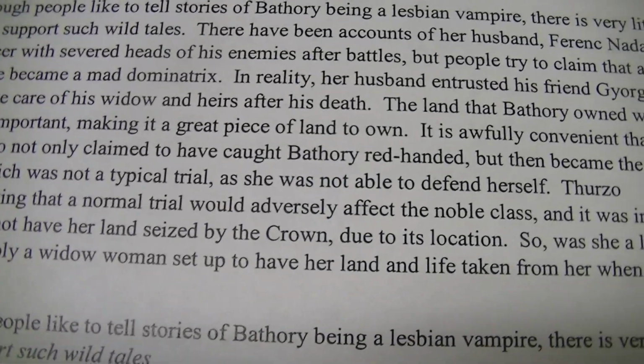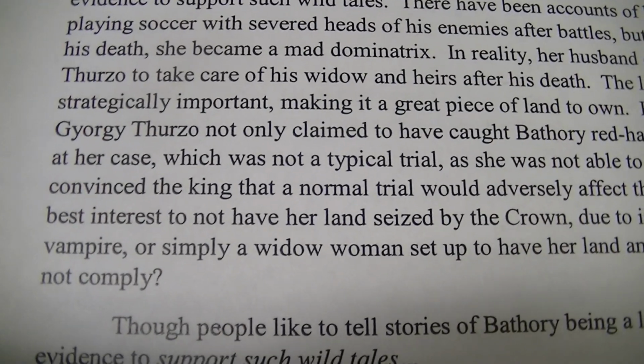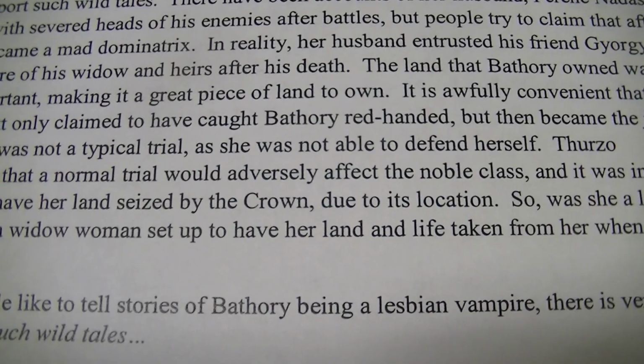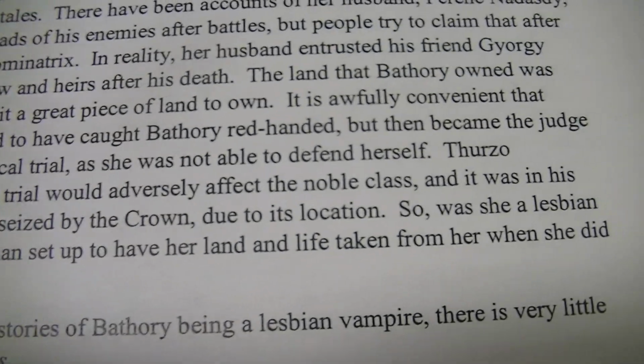The land that Bathory owned was strategically important, making it a great piece of land to own. It is awfully convenient that Thurzo not only claimed to have caught Bathory red-handed, but then he became the judge at her case, which was not a typical trial, as she was not able to defend herself. Thurzo convinced the king that a normal trial would adversely affect the noble classes, and it was in his best interest to not have her land seized by the crown due to its location and the fact that he was due to inherit it. So was she a lesbian vampire or simply a widow woman set up to have her land and life taken from her when she did not comply?"